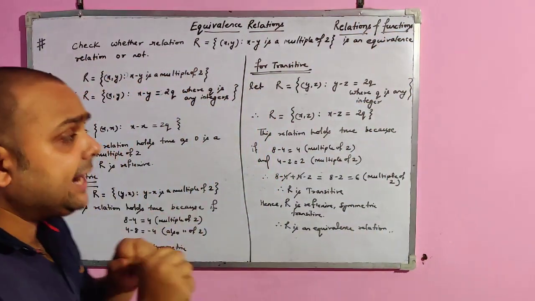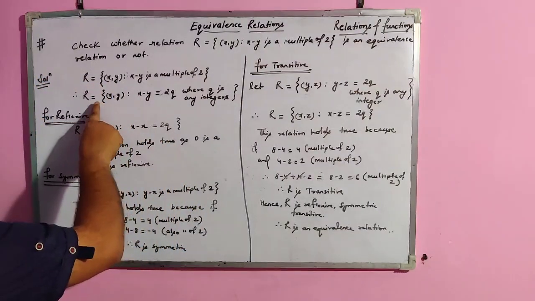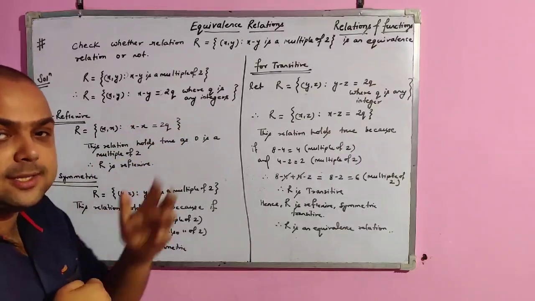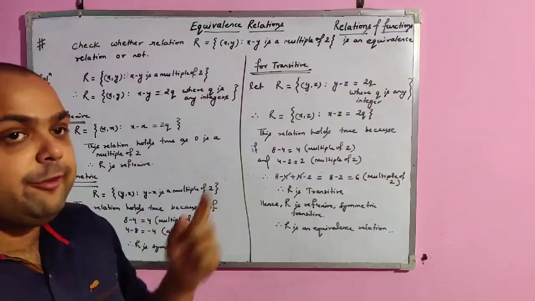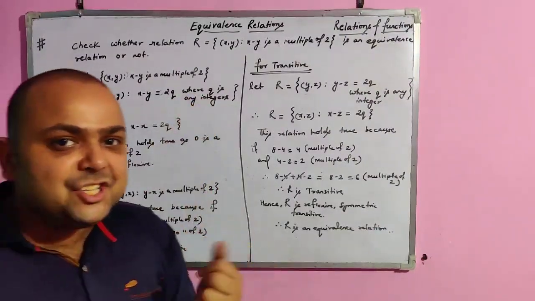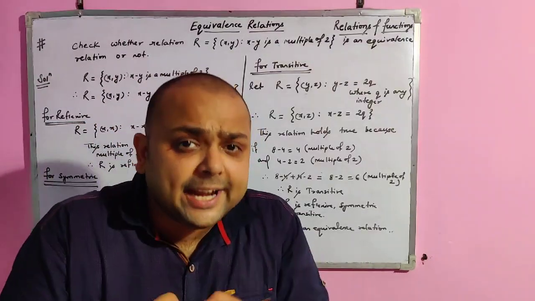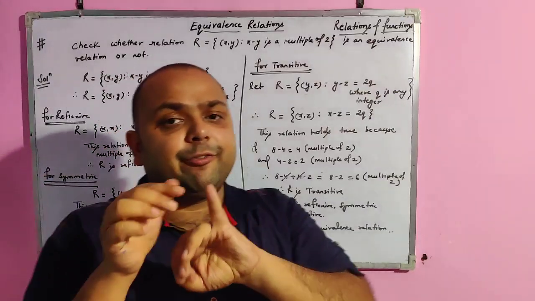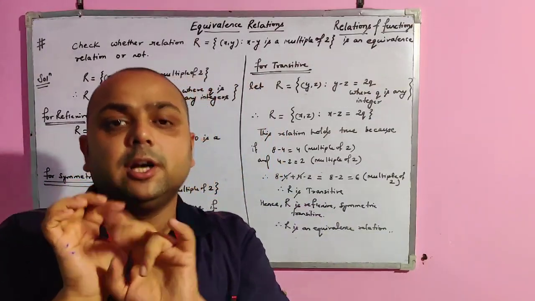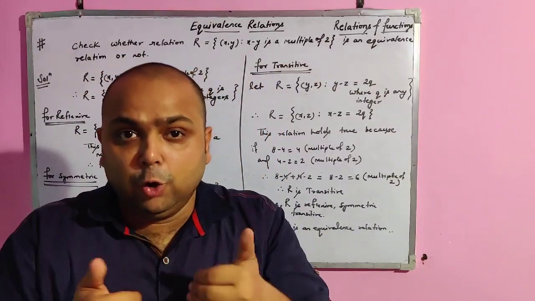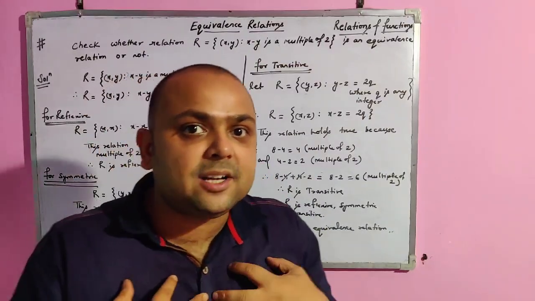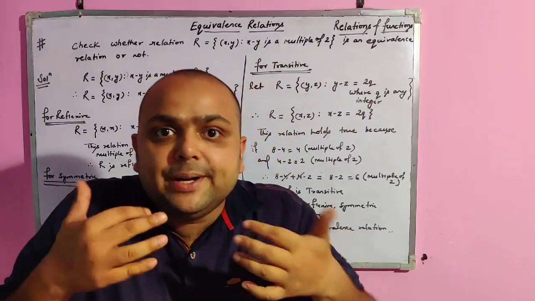First of all, we write like this: R is equal to {(x, y)} such that x minus y equal to 2q, since it is a multiple of 2, where q can be any integer, it may be positive, it may be negative also. Now after this, there are three conditions here: reflexive, symmetric and transitive. First of all, we go step by step. First is reflexive. We know that reflexive means mapping to itself.